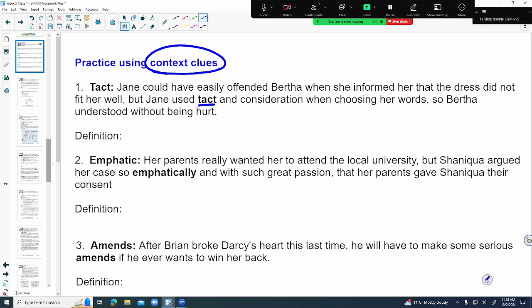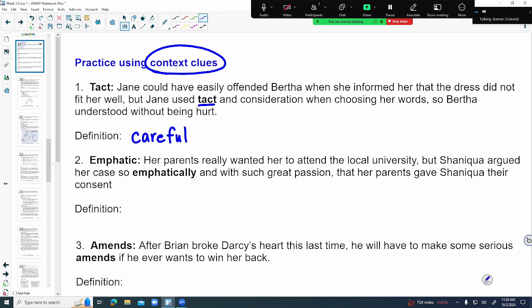So Jane could have easily offended, so she could have said something hurtful when she told Bertha that the dress did not fit her well. But, so she didn't, obviously. She used tact and consideration when choosing her words. So she was careful when she was choosing her words so that Bertha got the idea without getting her feelings hurt. So we could say she was careful. Okay, and if we look tact up in a dictionary, it might not say careful. It might have some other meaning, but that's the idea behind it.